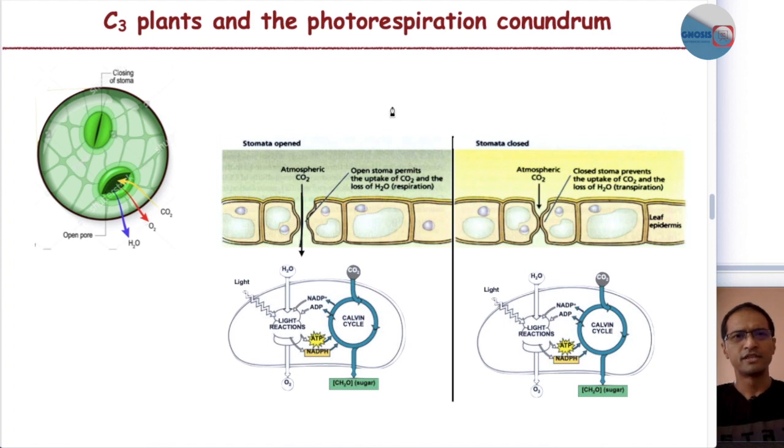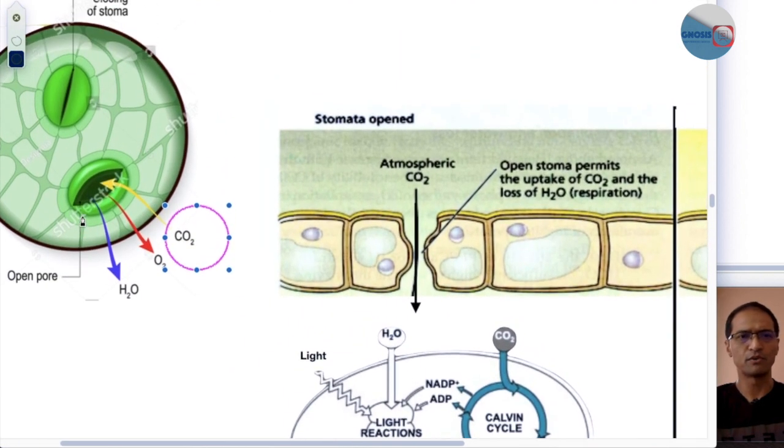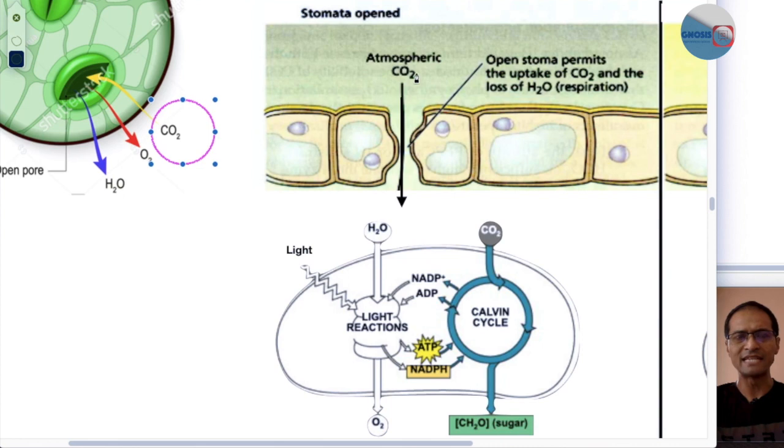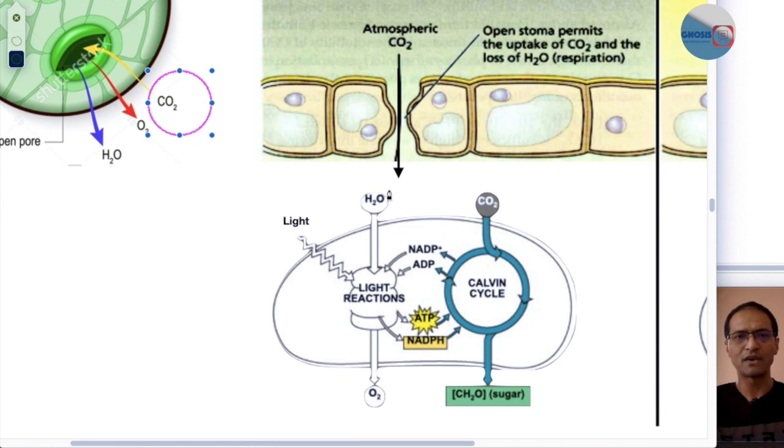Hello again. Today we're going to talk about C3 plants and how they have evolved to overcome the problem of photorespiration. Now we know that in plants, exchange of gases in the form of carbon dioxide or oxygen or water takes place through the stomatal pores. And it is through the stomatal pore where carbon dioxide enters into the mesophyll cells of the C3 plants, and this carbon dioxide is then fixed in the Calvin cycle by the enzyme Rubisco. So this we are aware.